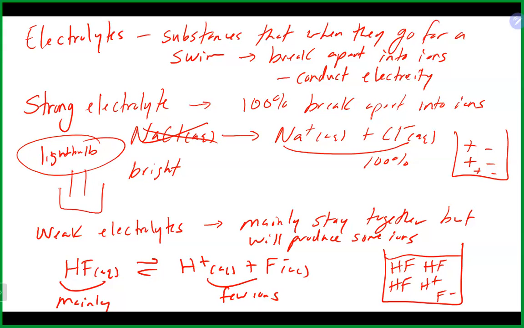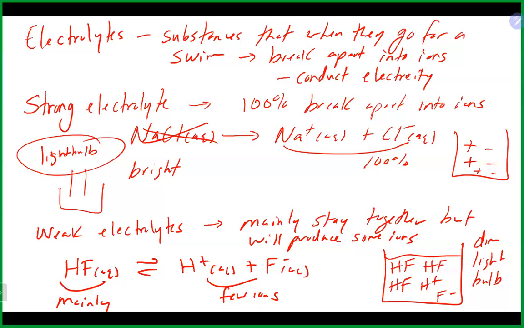Since it's able to produce a little bit of ions floating around in solution, it can still conduct electricity. Nowhere near as good as a strong electrolyte that has a ton of ions floating around. This one has a few ions floating around. If you put your light bulb in there, you will get a dim light bulb. It will still turn on, but it looks like it's dying. It'll be really dim. And that is an example of a weak electrolyte.